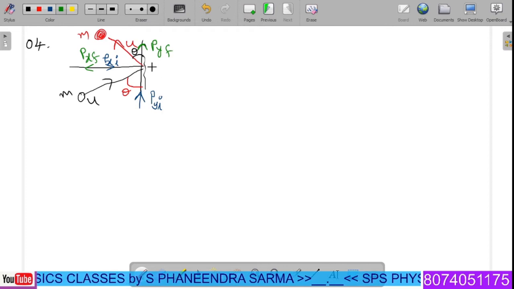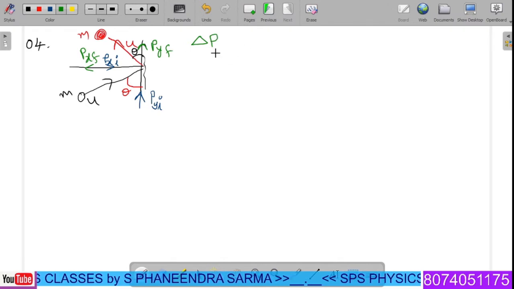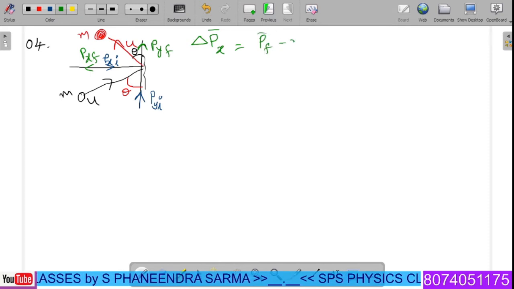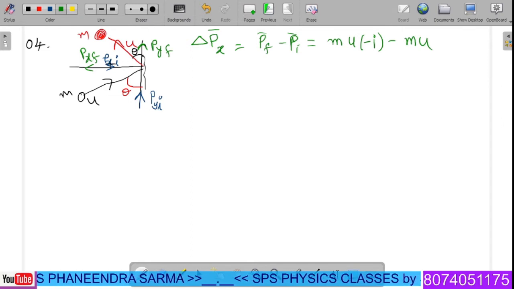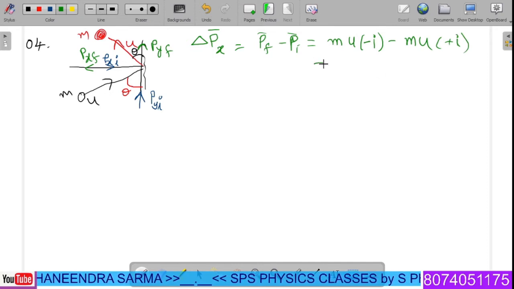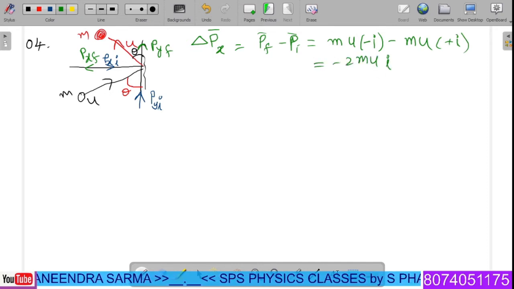Let us consider the change in momentum. When you consider the change in momentum delta P along the x direction, we take the final value minus the initial value. The final value along the x direction is on the negative side, so you can write it as mu of minus i cap minus the initial, which is along the positive x direction, mu of plus i cap, which is equal to minus 2 mu i cap.